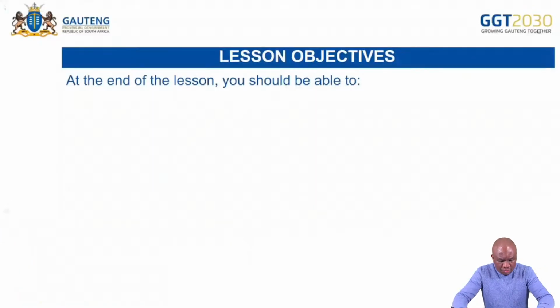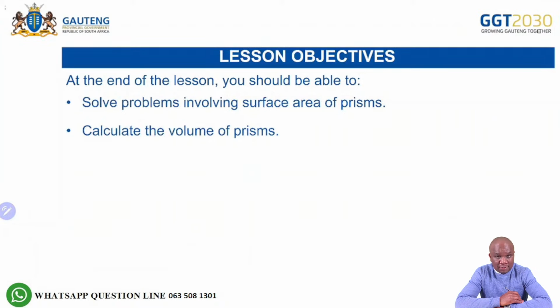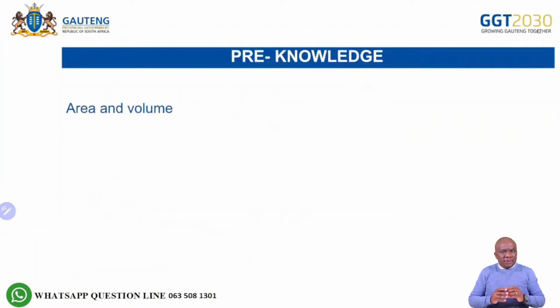Right, let's start. So we have our objectives. At the end of the lesson, you should be able to solve problems involving surface area of prisms, and then we're going to calculate the volume of prisms, okay? That's what we're going to do in this lesson. We have done these two in the previous grades, not in grade 9 only, even grade 8, grade 7, we have done area and volume. And we know the 2D shapes and also 3D shapes. So the knowledge about these is going to assist us a lot in this lesson.